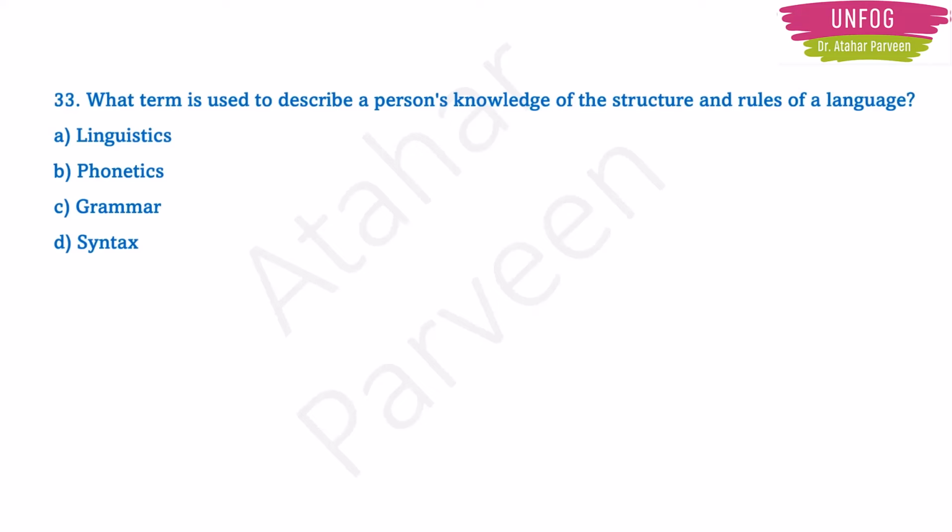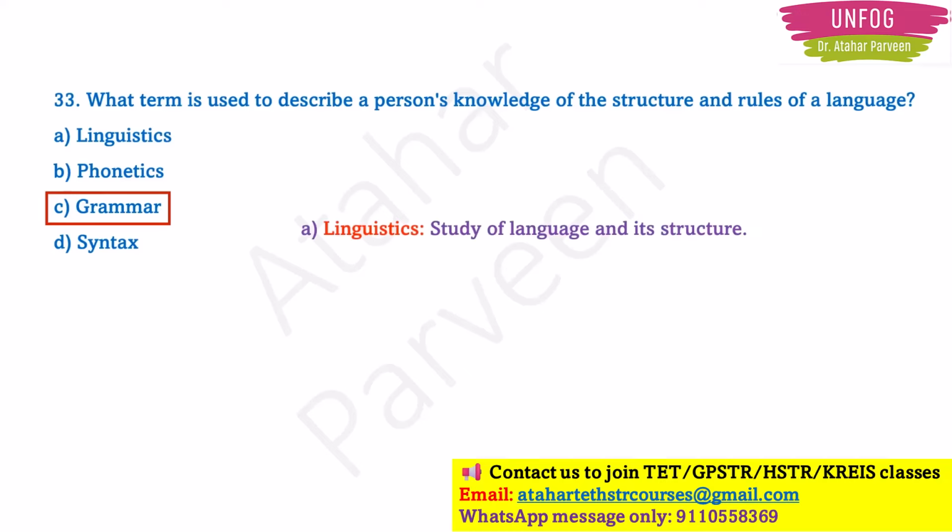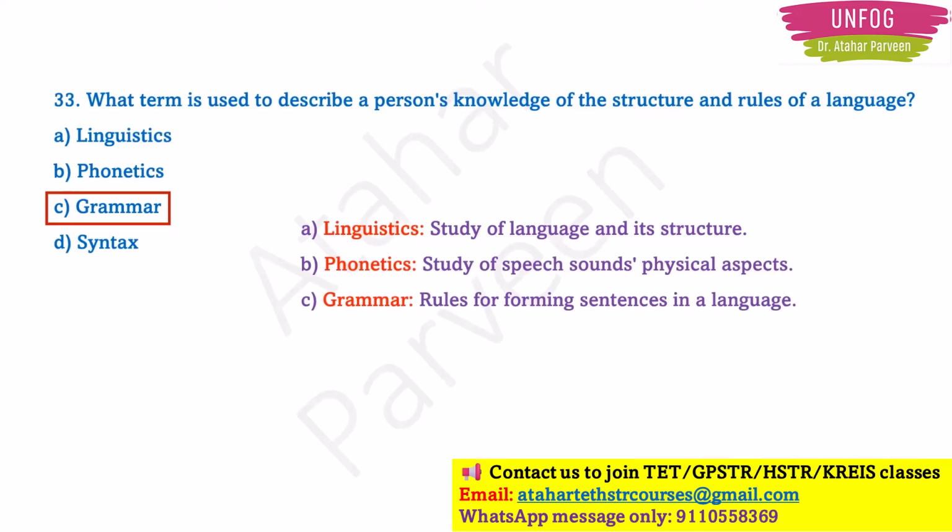Next question. What term is used to describe a person's knowledge of the structure and rules of a language? So which is the term? It is grammar. Correct? Structure and rules of language all come under grammar only, right? So the other things: linguistics means the study of language and its structure. Phonetics, I already told you, is about sound. Grammar is the rules for forming sentences or the structure of a language. And syntax, I already told you, is rules for sentence structure and word arrangement.